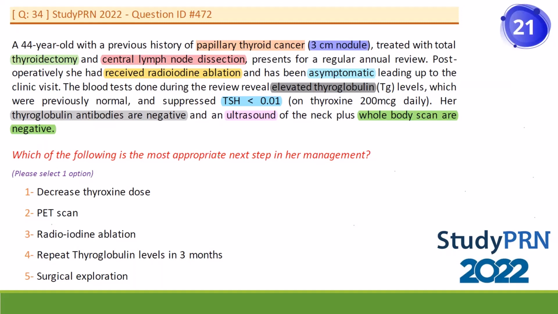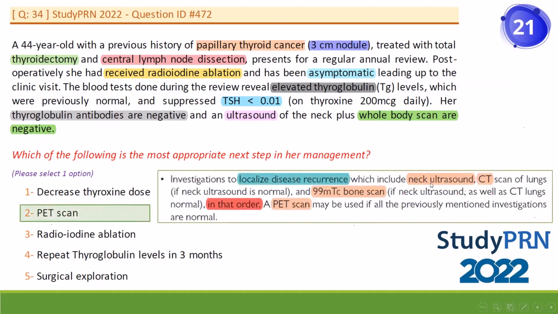She is asymptomatic. Even in an asymptomatic patient, we have 3 options. Sonography is the first one. The second one is CT scan if it is available: CT neck, CT chest, bone scan. And if these options are normal or not available, the PET scan is the next one.